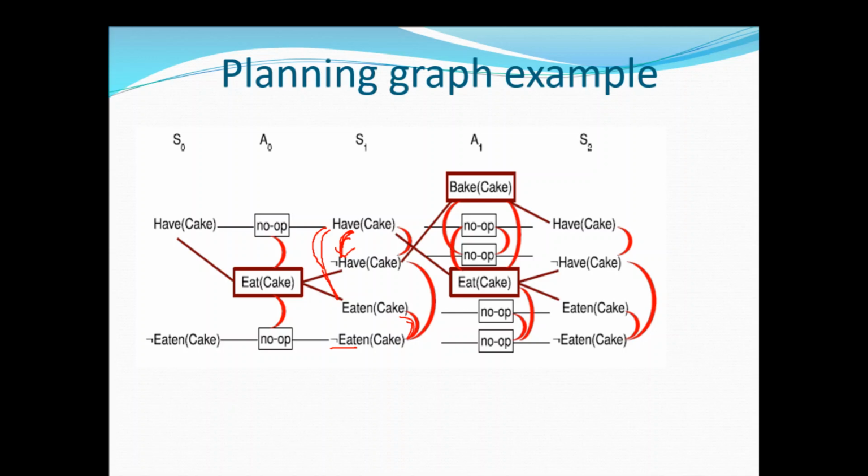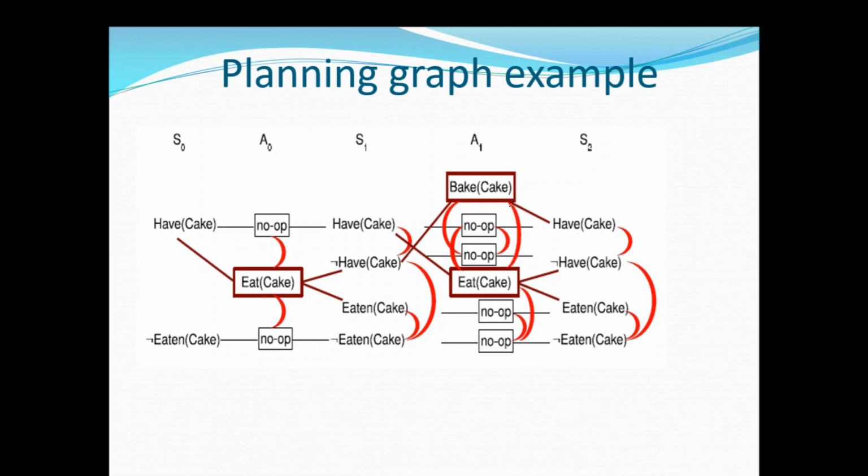So not have cake means you don't have a cake. And not eaten cake means you have not eaten the cake. But only if you eat the cake, then you don't have the cake. So these two things also cannot occur simultaneously, right? Whichever things cannot occur simultaneously, that is represented using this red mark.